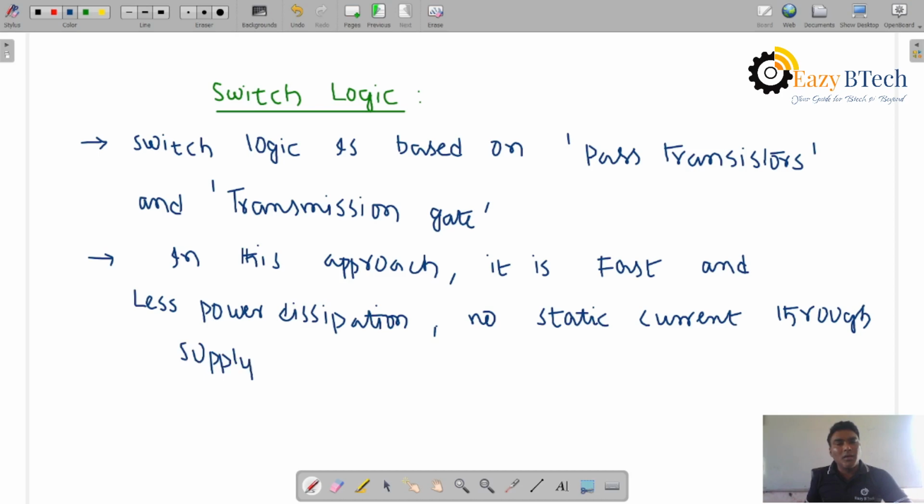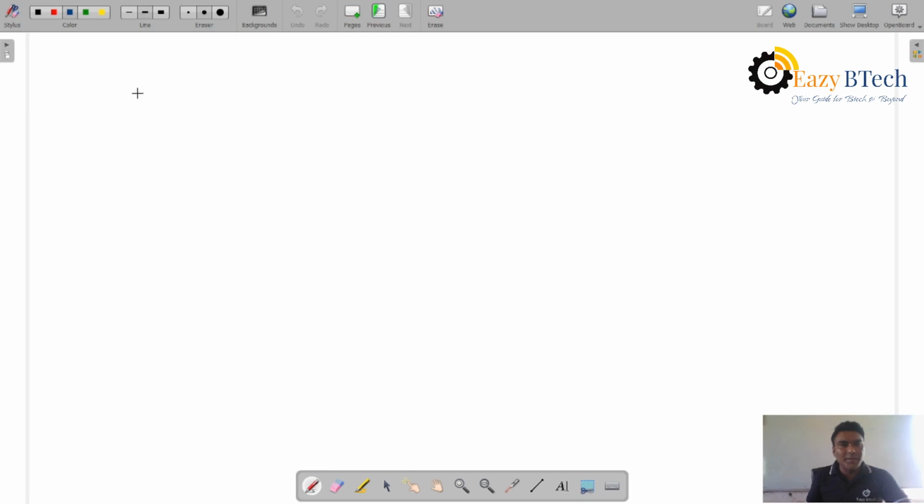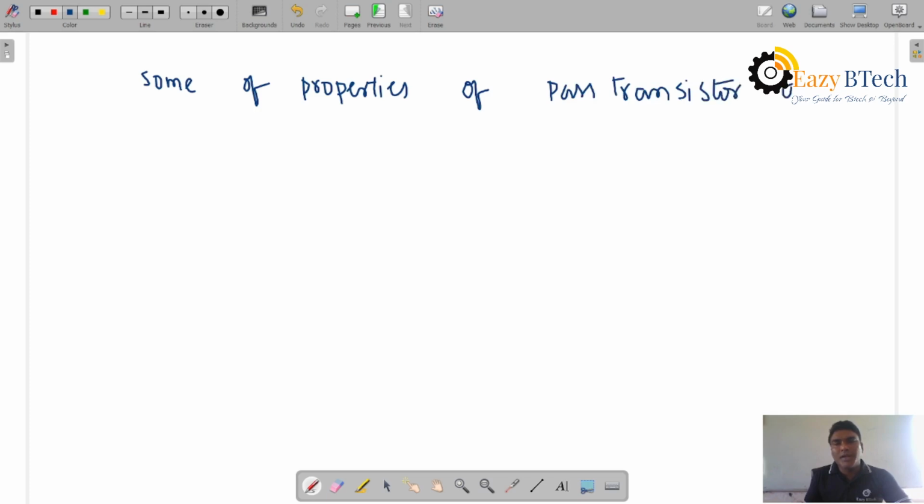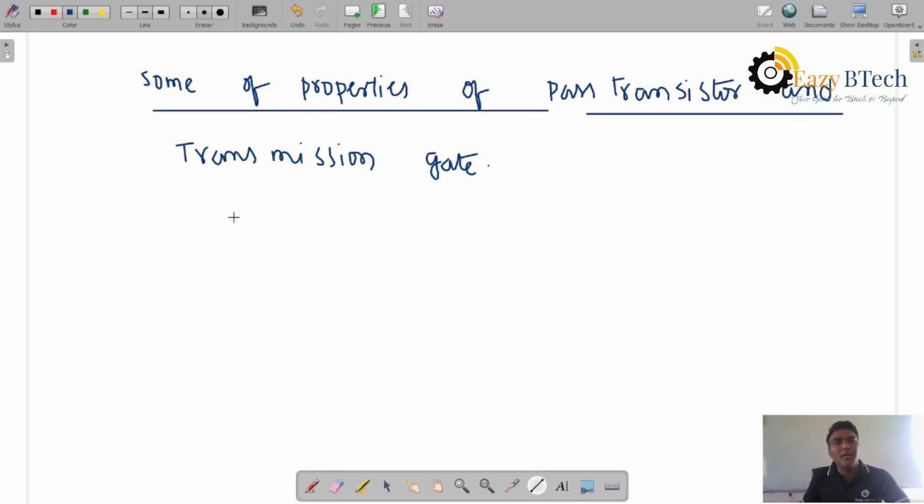This is the advantage of using this switch logic: less power dissipation and a faster signal. The logic flows fast through this switch logic, with low power dissipation and no static current through the supply. So let us see some of the properties of pass transistor and transmission gate.